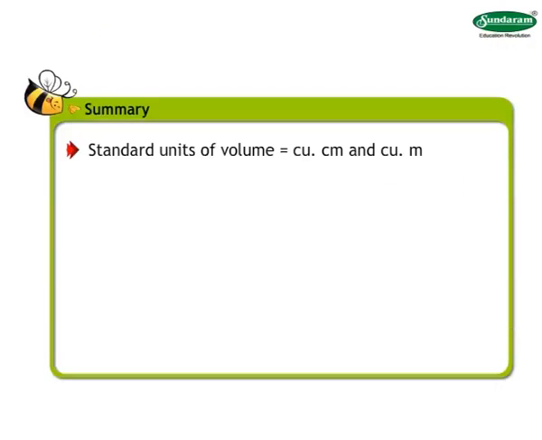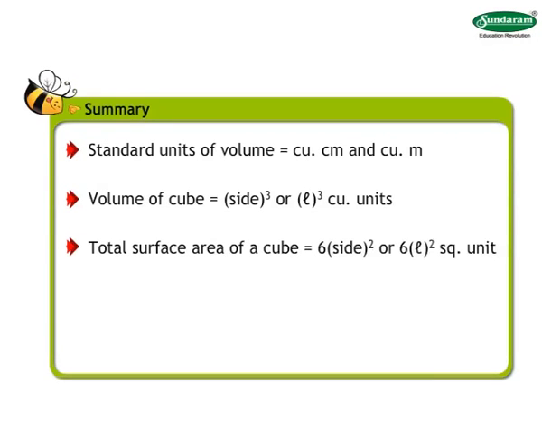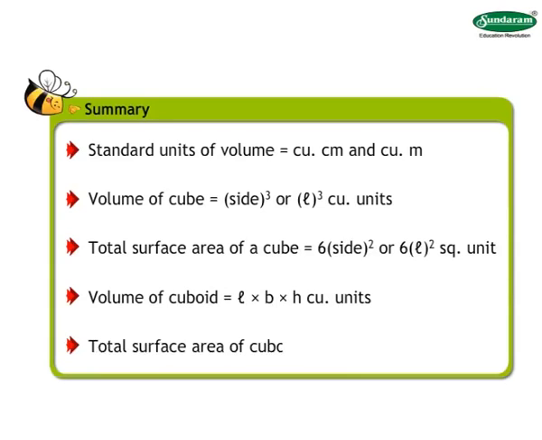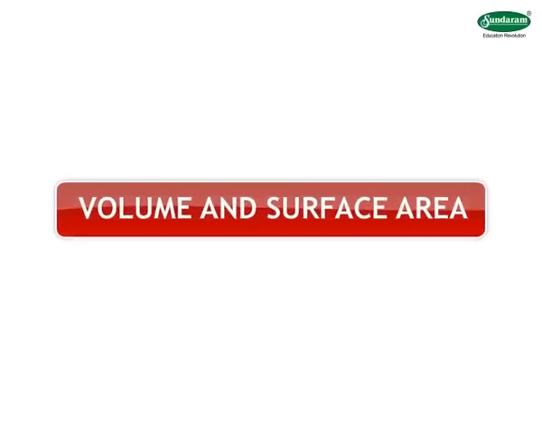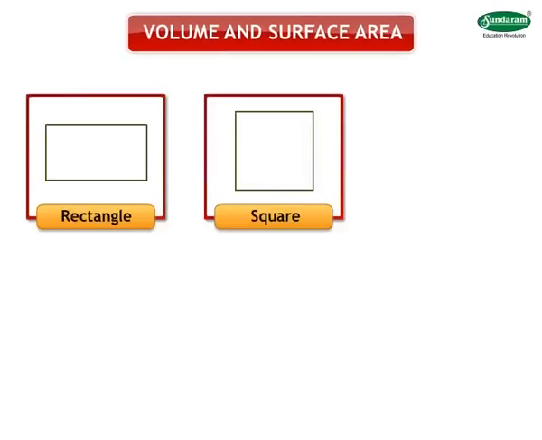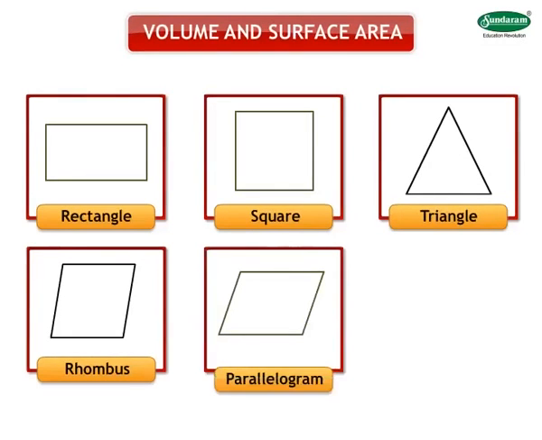Let us summarize. The standard units of volume are cubic centimeters and cubic meters. Volume of a cube is side cube or length cube cubic units. Total surface area of a cube is 6 into side square or 6 into length square square units. Volume of a cuboid is equal to length into breadth into height cubic units. Total surface area of cuboid is 2 into length into breadth plus breadth into height plus length into height square units.